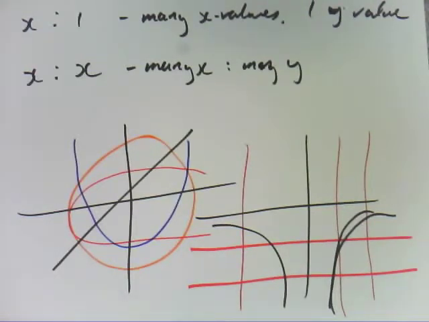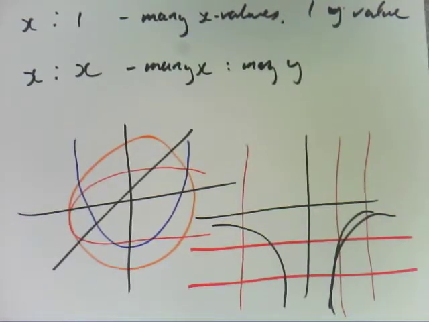So is it one-to-many or many-to-one? Well, which is it? You've got to start with x values. If I do a vertical line test, I only cross it once. But for each y value, I get many x values. So I'm many-to-one. Many x to one y. So it's many-to-one.